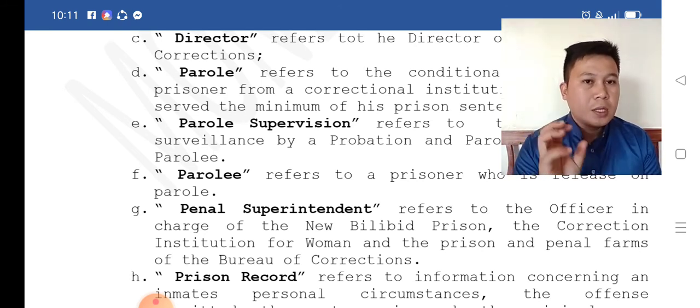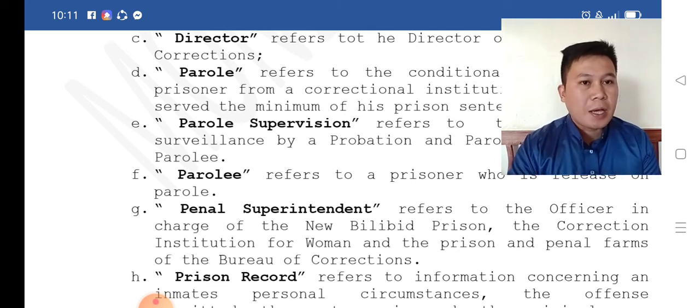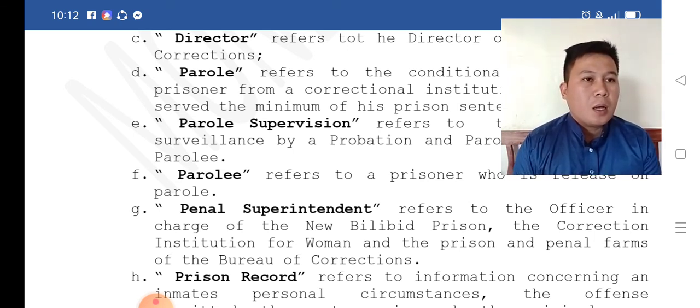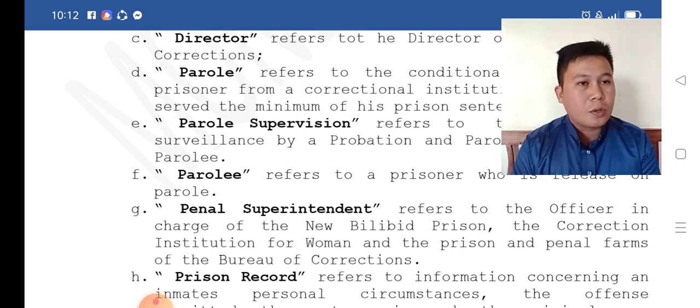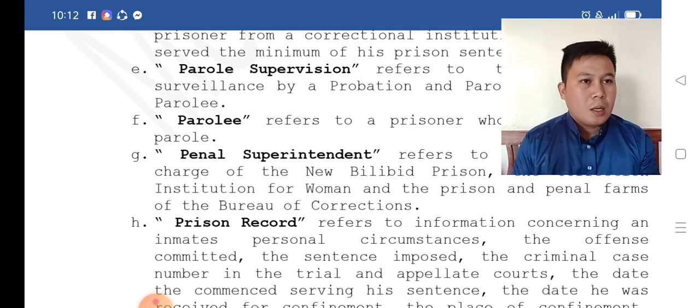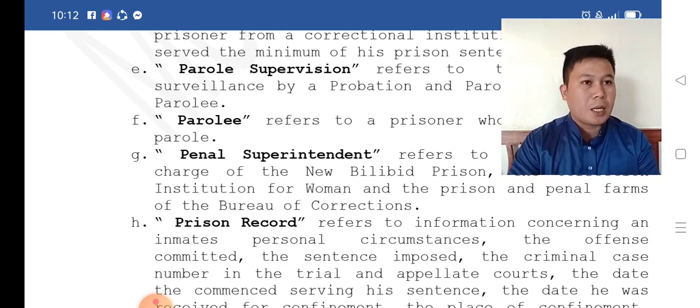I don't know if this is not yet revised. Hindi pa ito na-revised, pero the term is penal superintendent. Okay, yan ang tawag sa, kung halimbawa, kung pinalitan, it could be penal lieutenant colonel. Okay. Pero dito, penal superintendent. So yan ang tawag sa pinuno doon sa mga penal institution na meron tayo. We have 7 if I'm not mistaken.